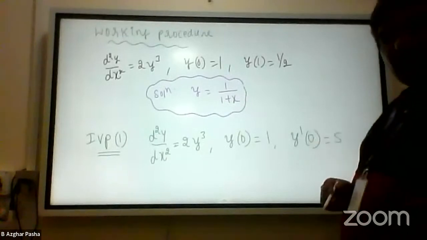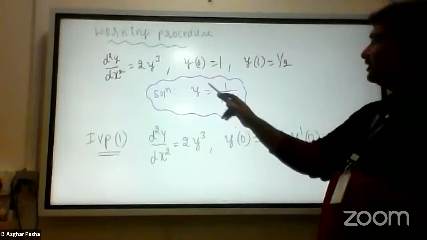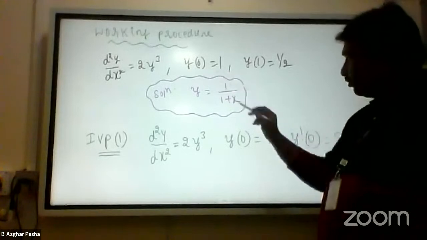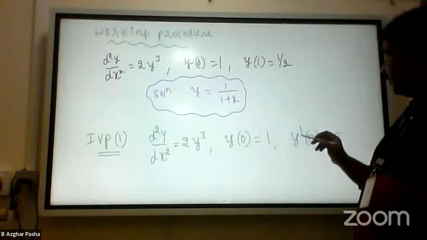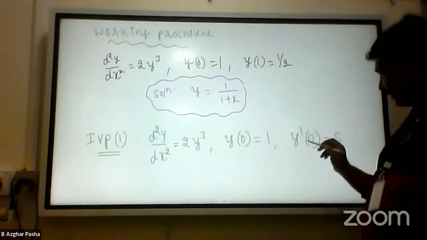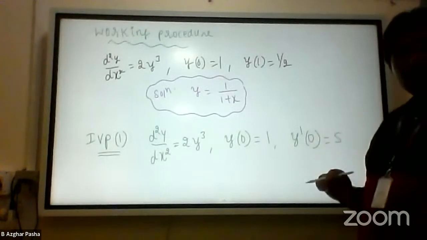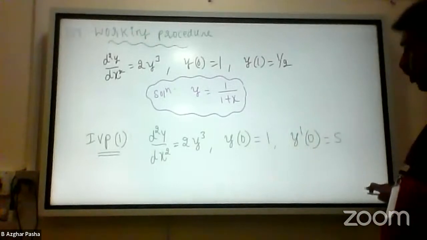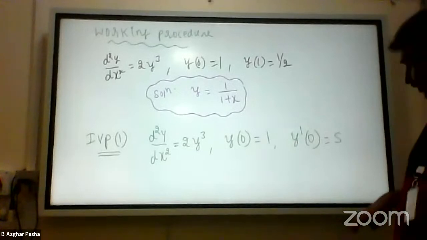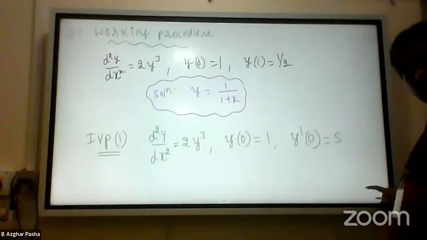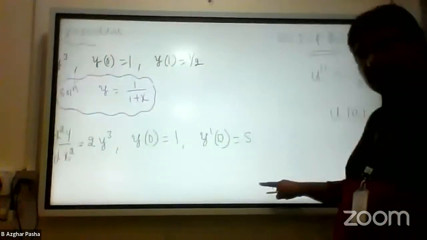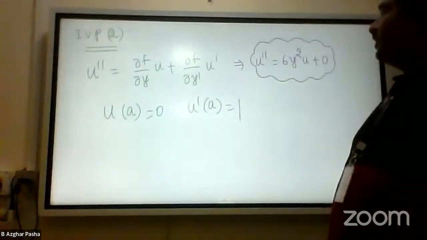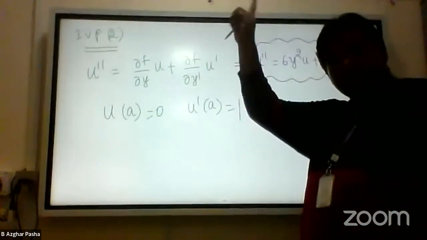Now I'll form IVP1. IVP1 is the same equation, d square y by dx square is equal to 2y cube, y of 0 equal to 1, same equation. Here I'll assume the initial slope, y dash of 0 is equal to s. So to use the Newton-Raphson method, I have to define one more initial value problem, IVP2. I'll write that. IVP2 is the double star equation counterpart.